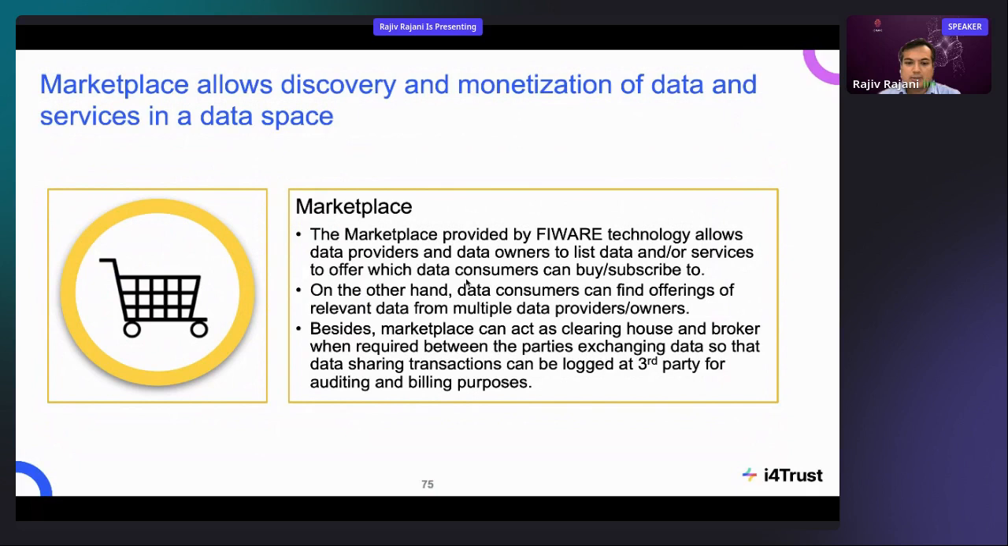Marketplace, as I explained, allows data owners and data providers to publish their data sets which they want to sell, and data consumers, on the other hand, can buy or subscribe to these data sets using the marketplace. The owner and the provider can register them as various kinds of offerings under different financial models, or under different conditions. And the consumer can choose whichever is more suitable for them to procure that data set.